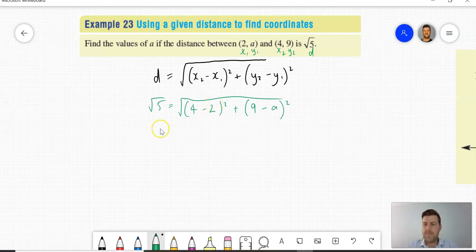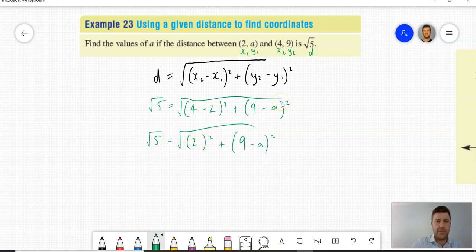Now, it's a little bit trickier, but I'm going to do this bracket that I do have the information for. So I'm going to do 4 take 2 all squared. So the square root of 5 is equal to the square root of 2 squared plus 9 minus a all squared. I know that 2 squared is 4, so I can go ahead and do that. The square root of 5 equals the square root of 4 plus 9 take a squared.